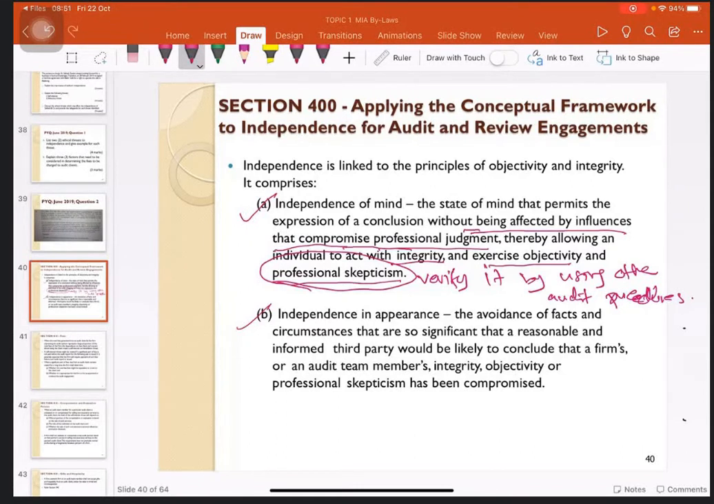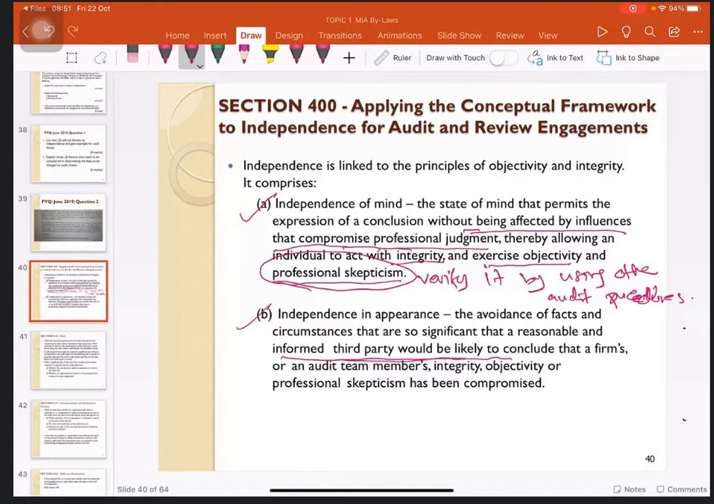So to avoid facts and circumstances that are so significant that a reasonable and informed third party would conclude otherwise, okay. This one is more on the third party perception towards your independence, okay. So sometimes if you are too close with your client, go and play golf with your client, go on holiday with your client, go for drinks with your client and so on, when people see you, they will question whether you are independent or not when you conduct the audit, okay.